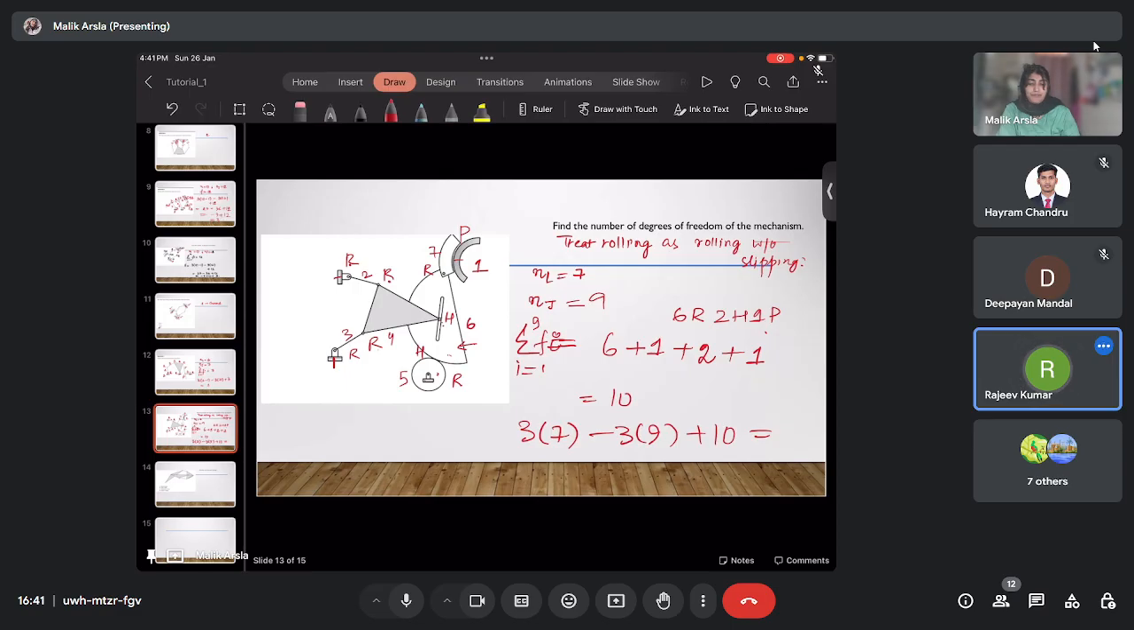Minus what? 7 minus 1. Why should it be 3 into 7 minus 1? 3 minus 6, sorry, wait a minute. 3 into the number of links, I mean, it is coming out to be negative now.